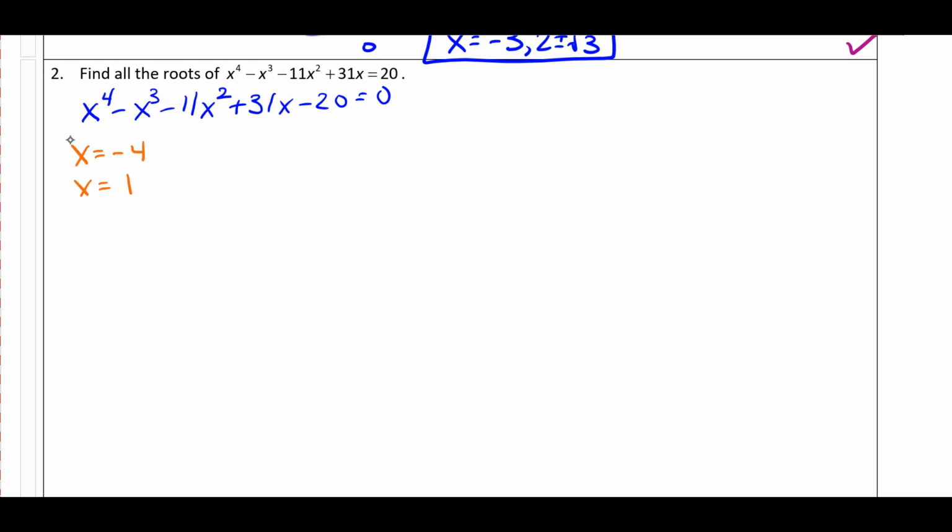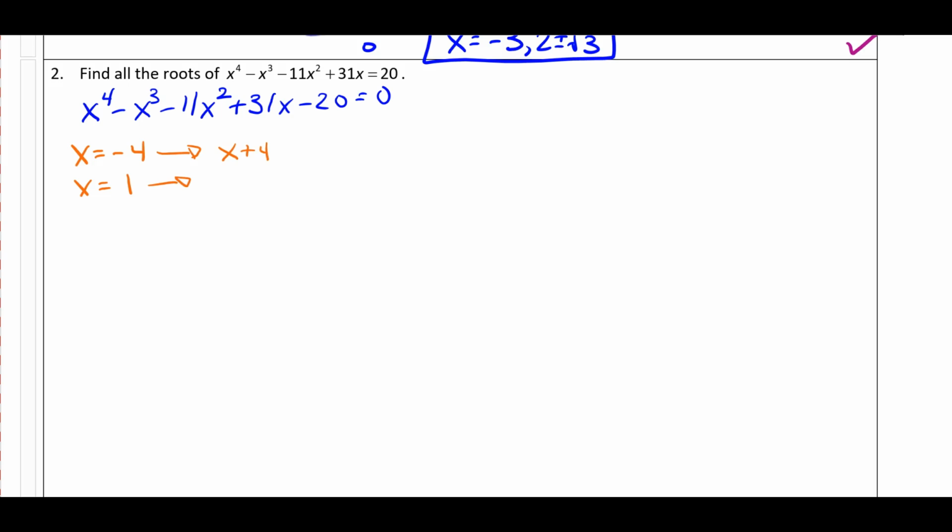We need one more. We need a quadratic to solve. Since we have two real zeros, that means the other zeros have to be complex. And remember, they're going to be complex conjugates because they come in pairs. So what we're going to do is take these values and do some division. Remember, x equals -4 is simply the factor x plus 4.